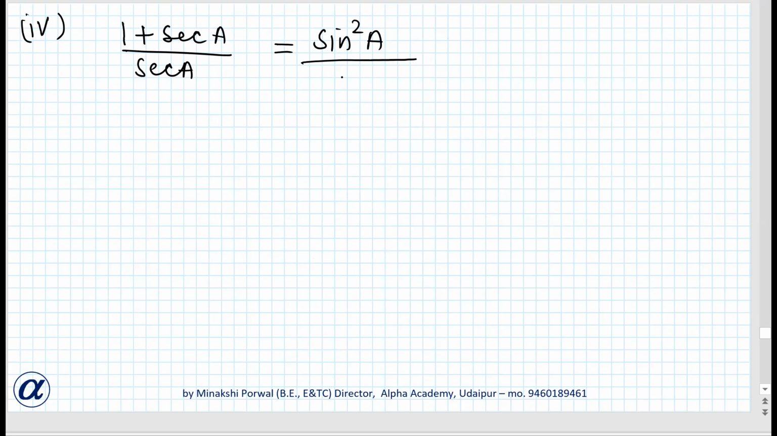Question 4. 1 plus sec a upon sec a equals sine square a upon 1 minus cos a. It's not necessary that every time we have to start from LHS and obtain what is there at RHS. We can solve both the sides also. So let us begin from LHS.